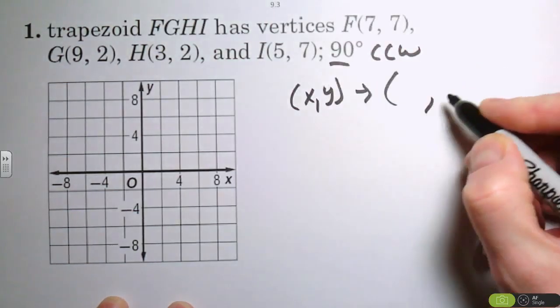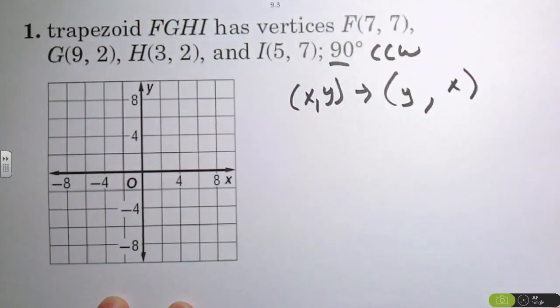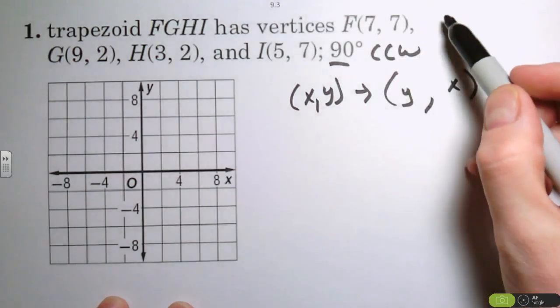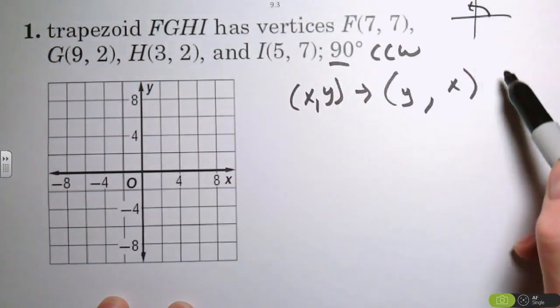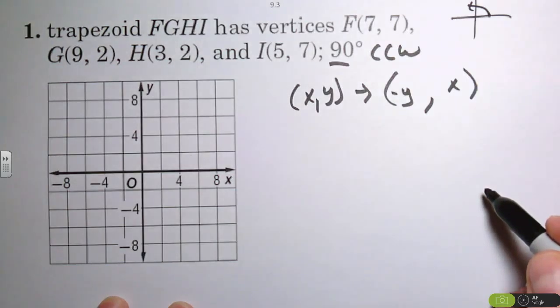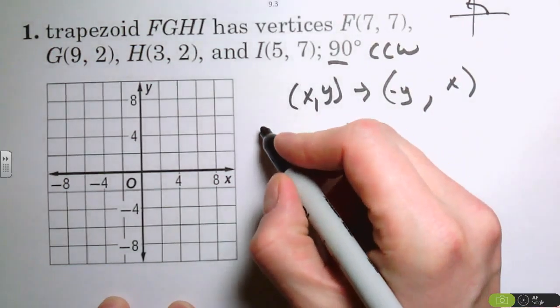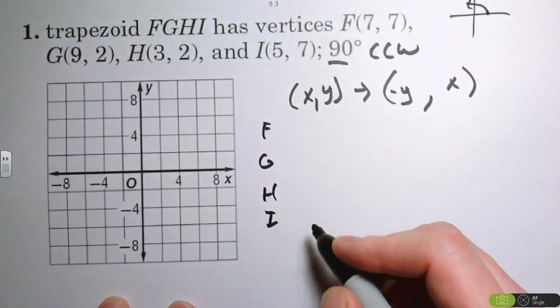First thing you do is you swap them, y and x. And then here's the way I think of it. To go counterclockwise, I want to just go kind of like left, but just a little bit. So I swap that guy there. Okay. So I have F, G, H, and I.